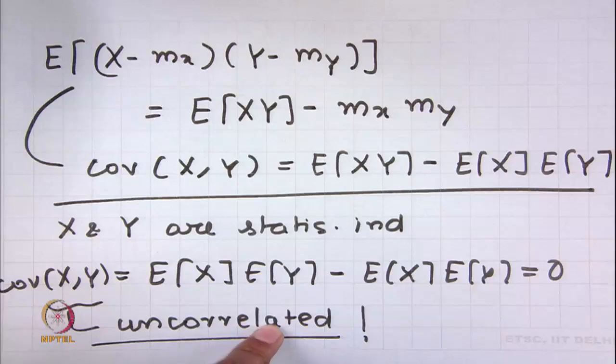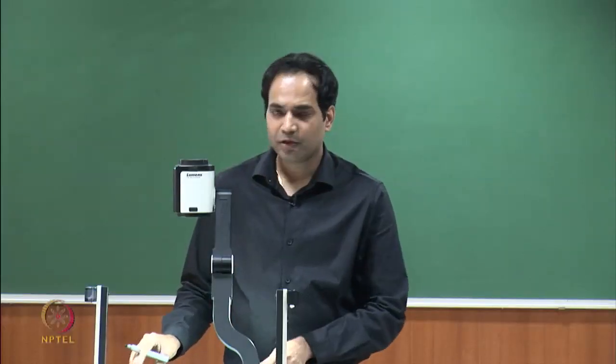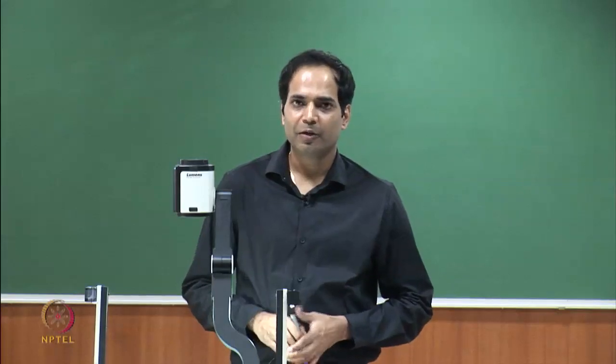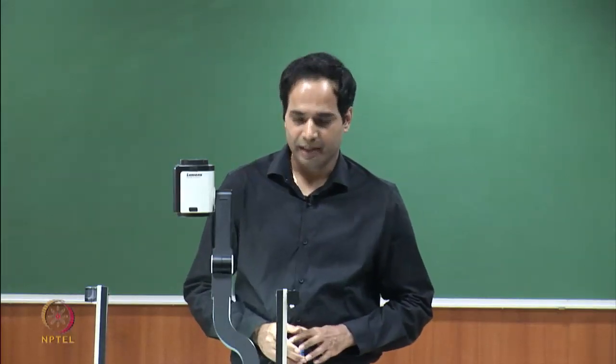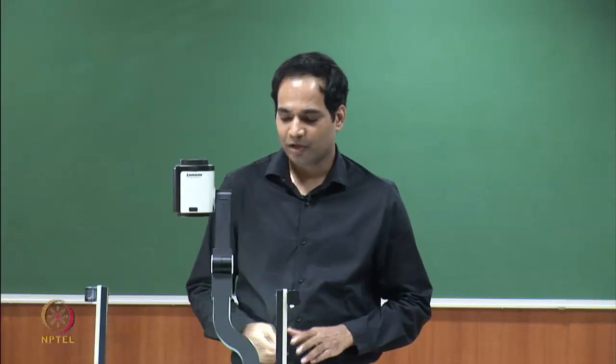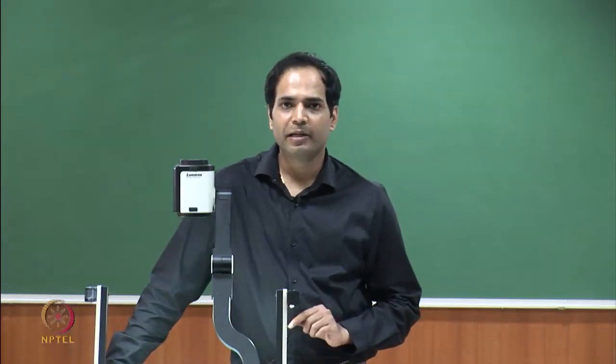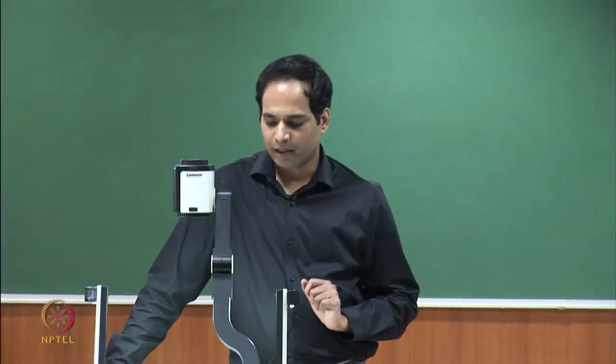In the next lecture, we will ask a question: is the reverse also true? That means, if the random variables are uncorrelated, can we conclude they are statistically independent? And the answer strangely will be no. If the two random variables are uncorrelated, they need not be statistically independent, but if they are statistically independent, then they are guaranteed to be uncorrelated.